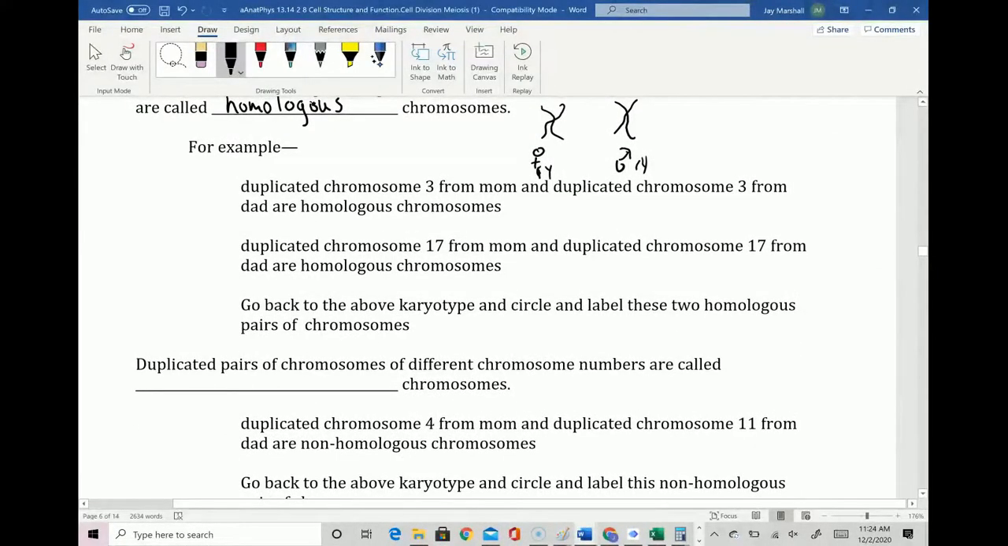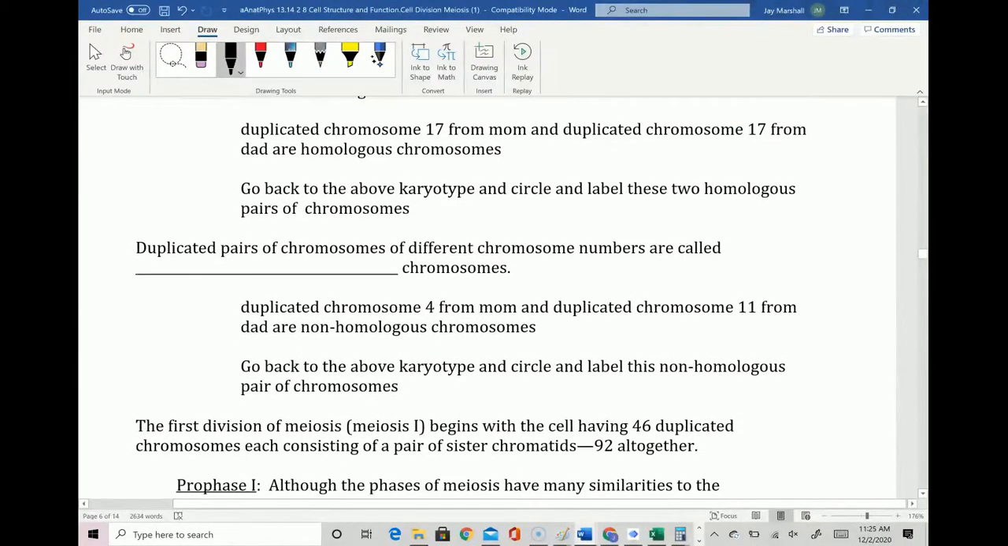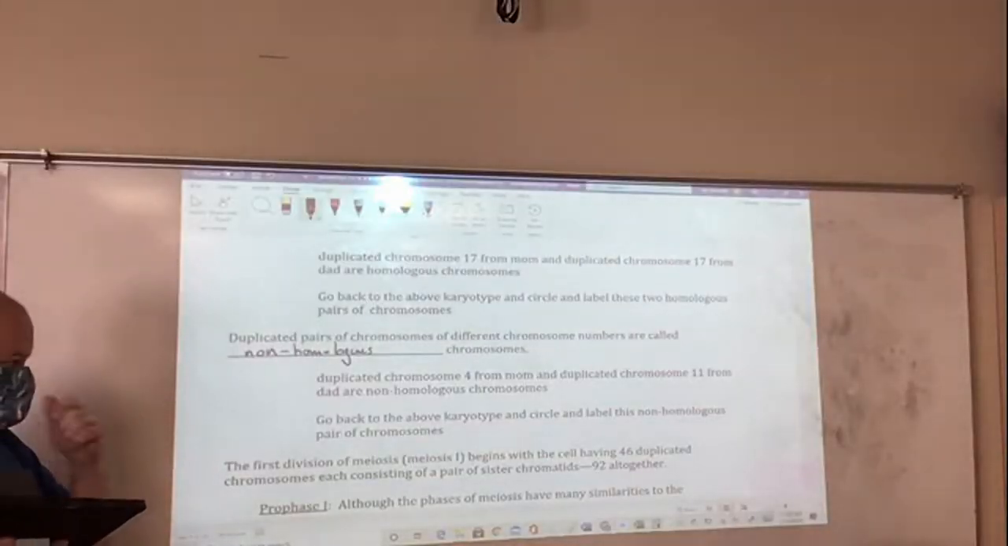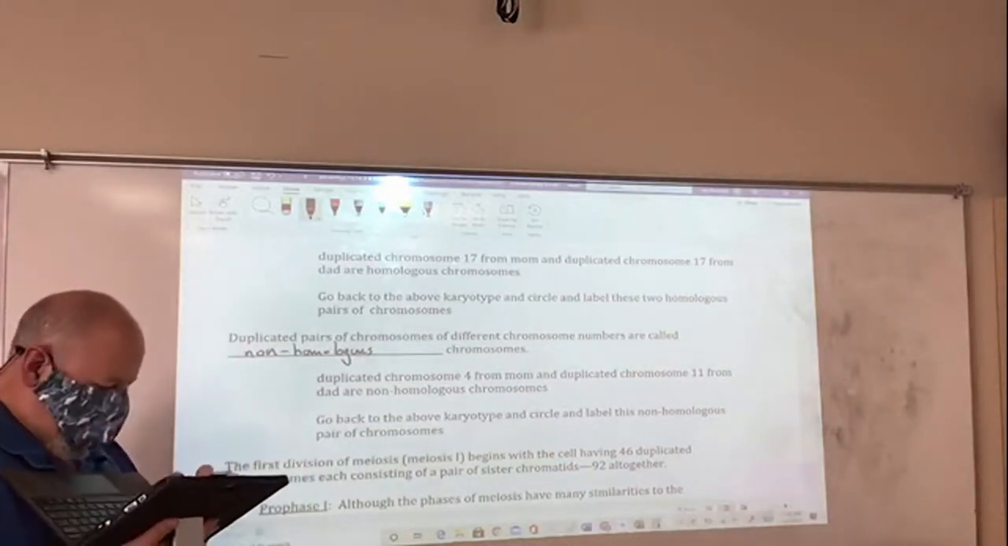Okay, so we've got this new term, homologous. Duplicated pairs of chromosomes of different chromosome numbers are called non-homologous. Duplicated chromosome 4 from mom and duplicated chromosome 11 from dad are non-homologous chromosomes. And I don't really need you to go back and circle those. We already did something like that.